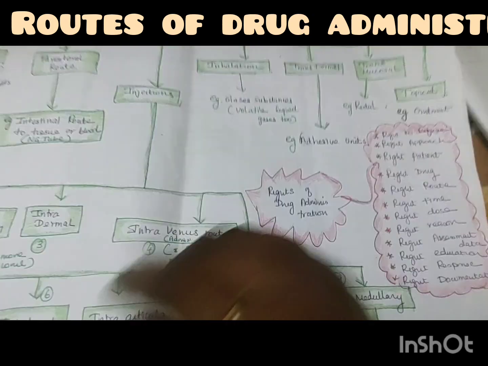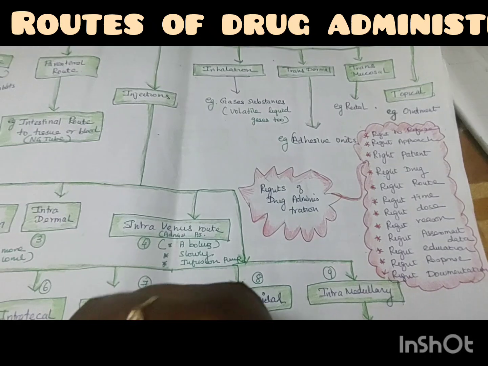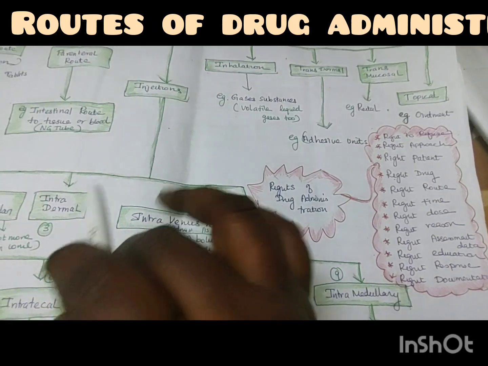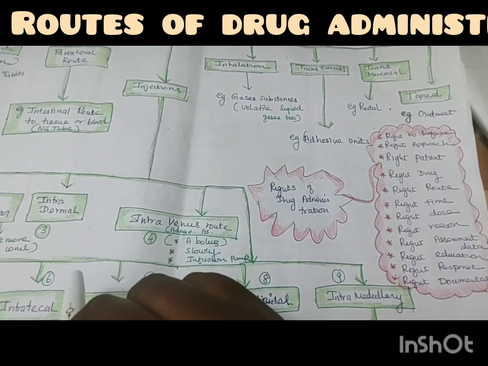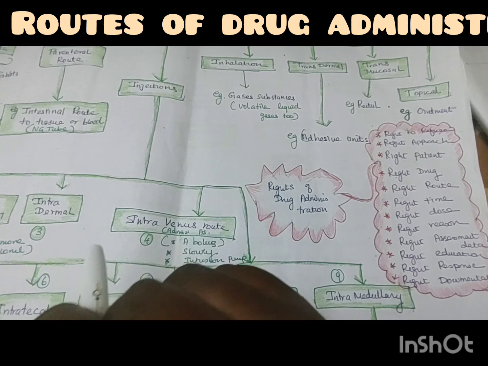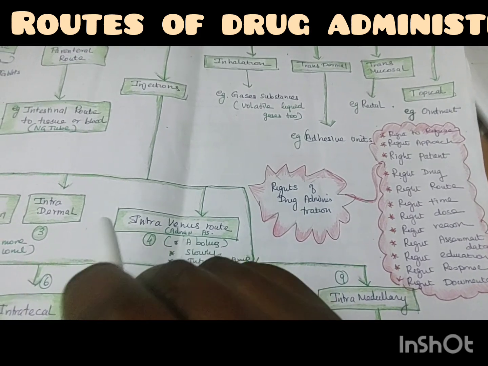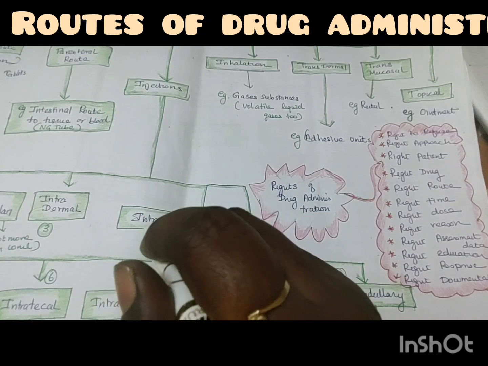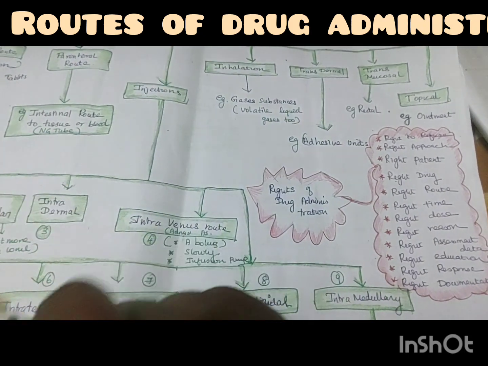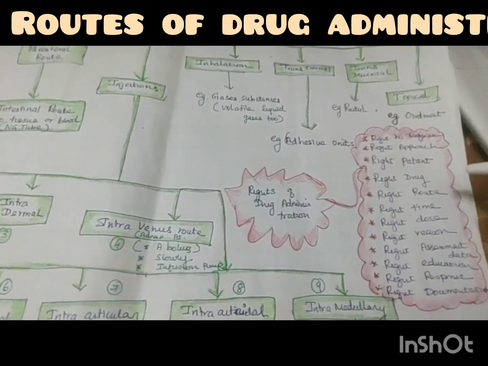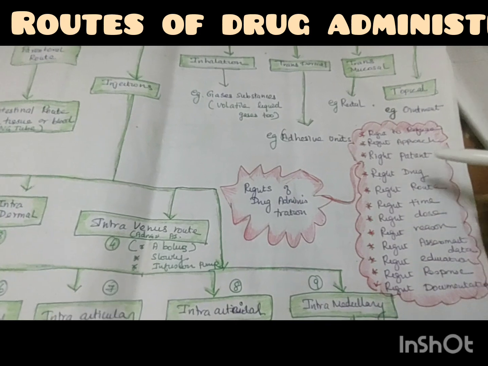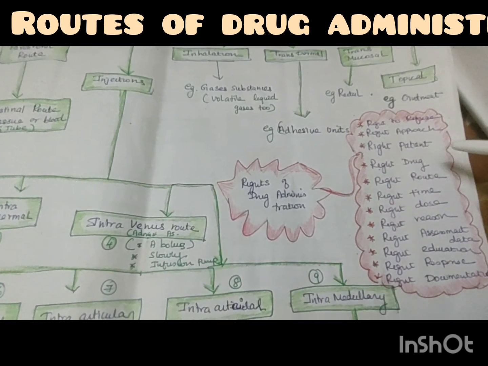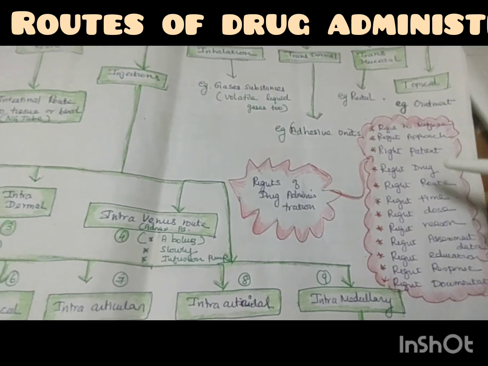Overall, what are all the rights? We have seen that as nurses we are doing various routes of administration. The rights of drug administration are very vital. If you give the wrong drug to the wrong patient, you will be legally punished according to the seriousness of the patient's condition, especially in countries like Saudi Arabia, even in India too.